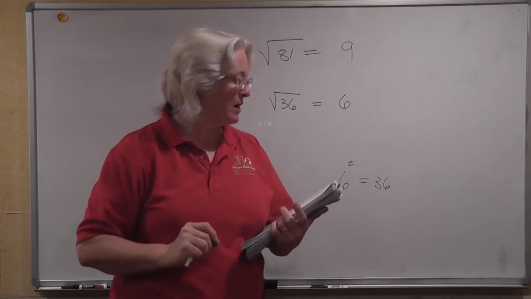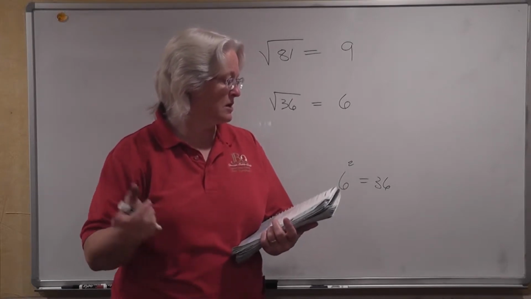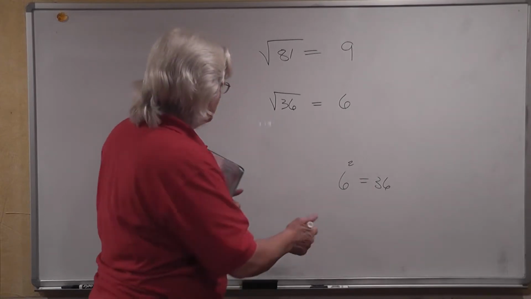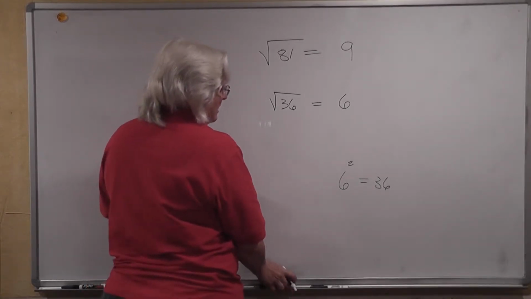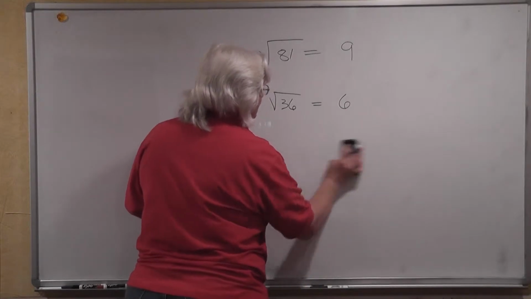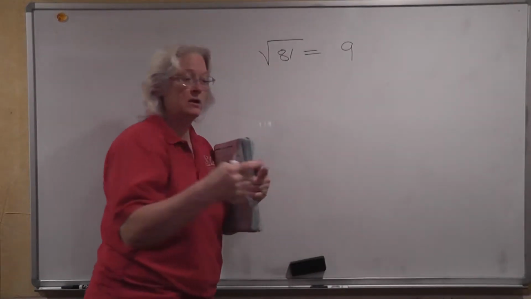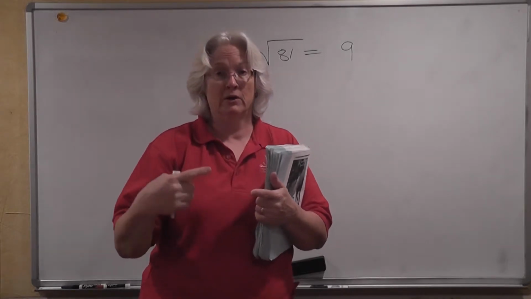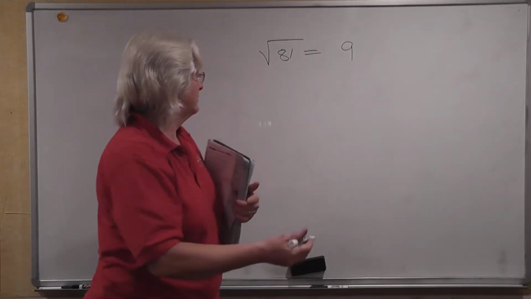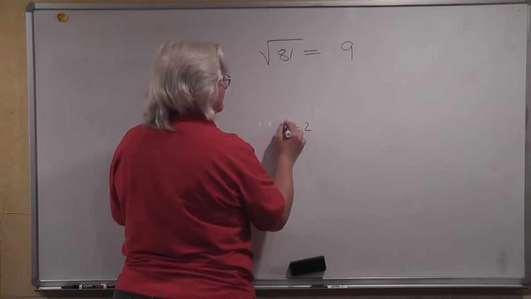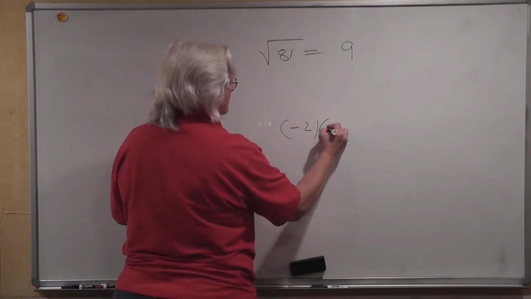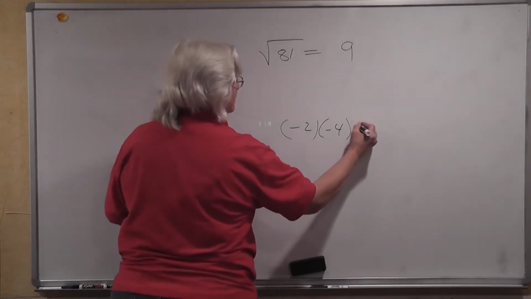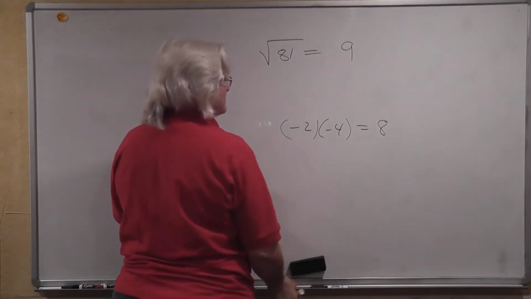Every positive number has 2 square roots. One is positive and one is negative. Now you learned a long time ago that if you had 2 negative numbers and you multiplied them together, you always got a positive number, didn't you? Negative times negative is always positive, isn't it? So negative 2 times negative 4 is a positive 8.